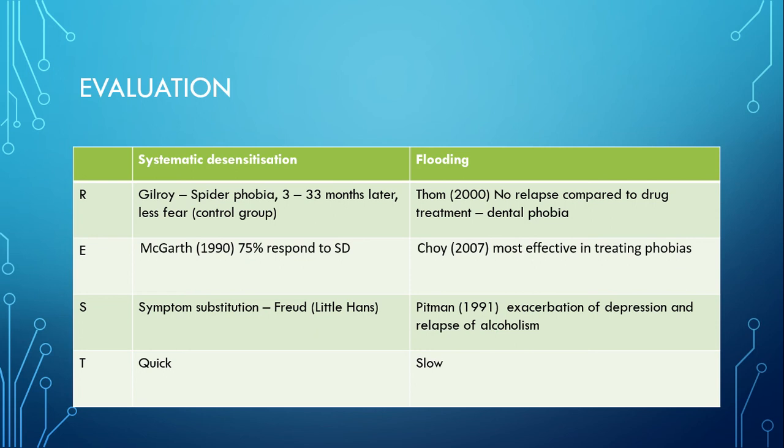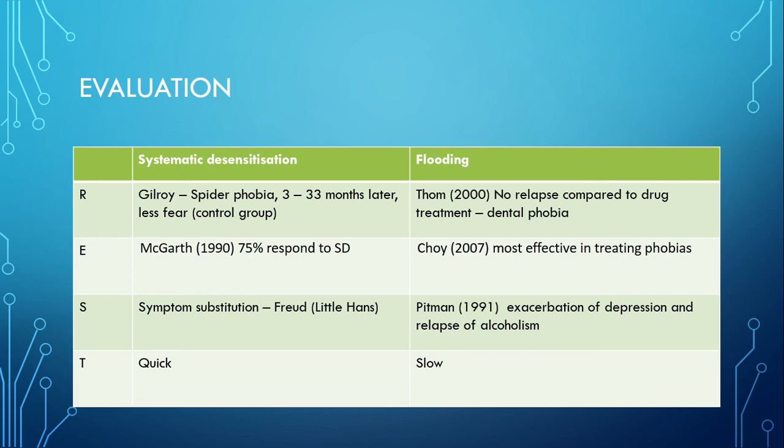So relapse rate means after a period of time when we return, how likely are they to still be experiencing their phobia. So REST isn't necessarily the best order to present them in, because actually effectiveness would be better to introduce first before relapse. But obviously REST helps you remember the structure quite easily.